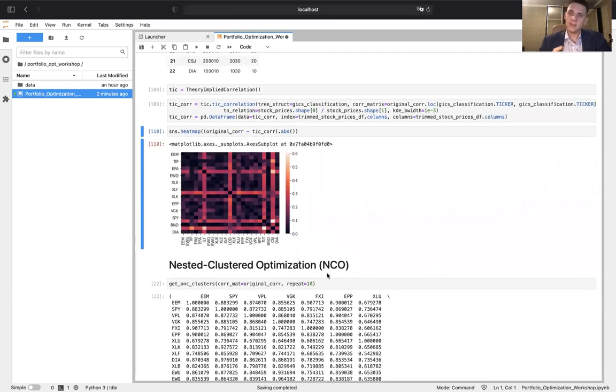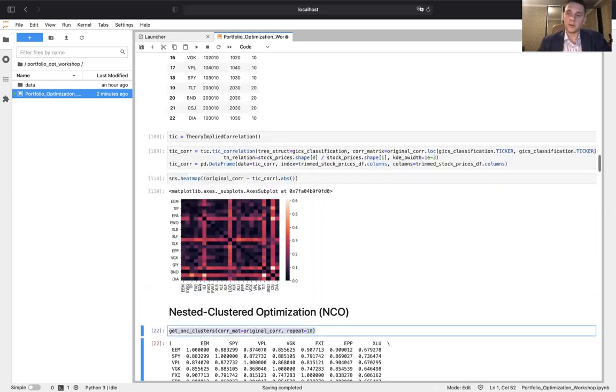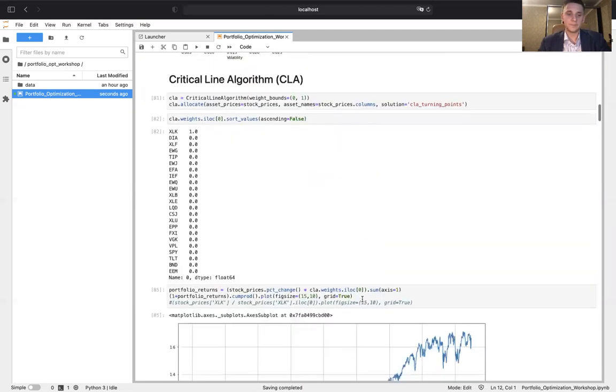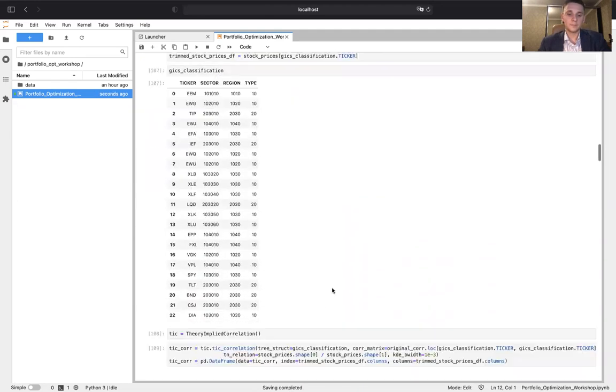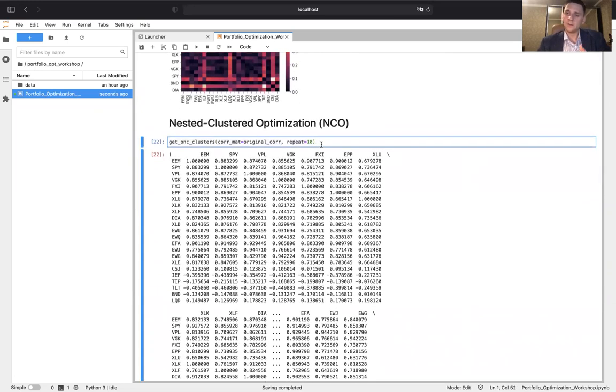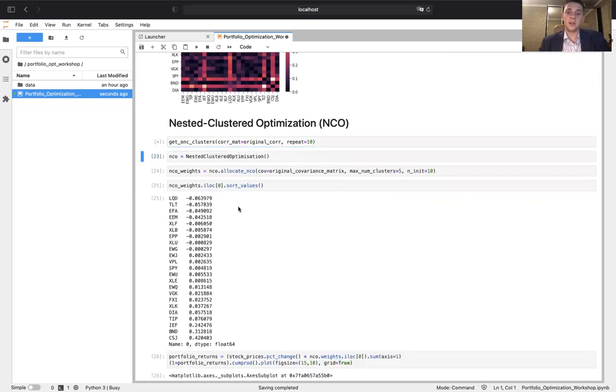But first, let's take a look at how the core of this algorithm works, which is the optimal number of clusters algorithm. The optimal number of clusters algorithm is implemented in the ML FinLab package. Here we can see from ML FinLab clustering import get ONC clusters. It takes your original correlation matrix and a number of k-means initial data points inputs, so the number of random centroid initializations in the k-means algorithm.